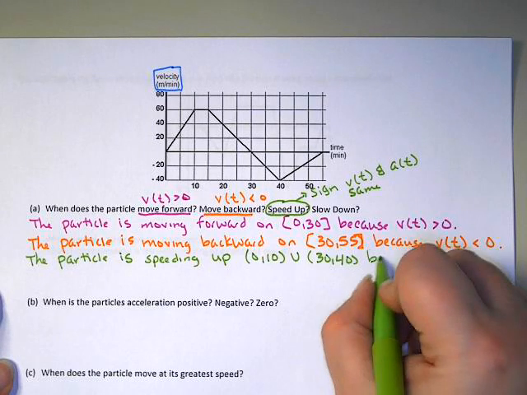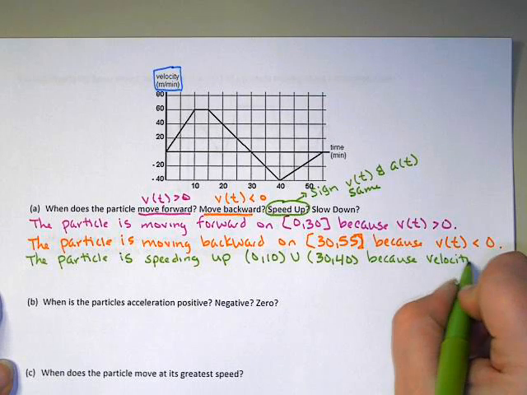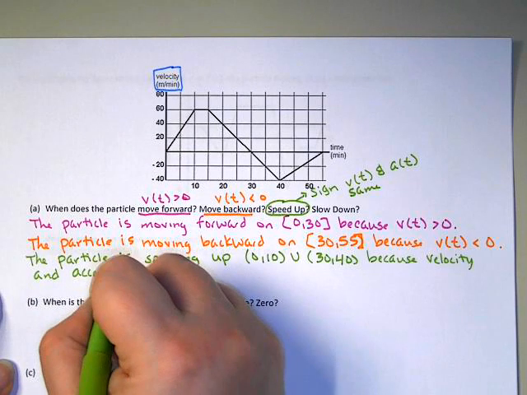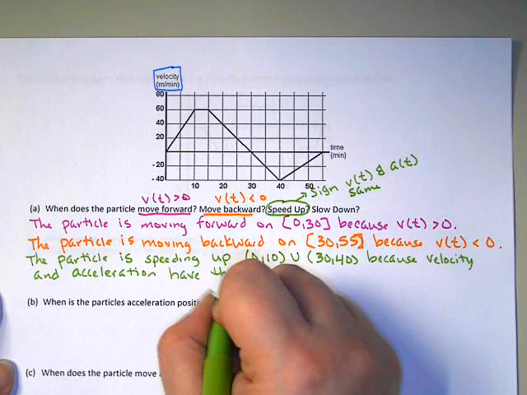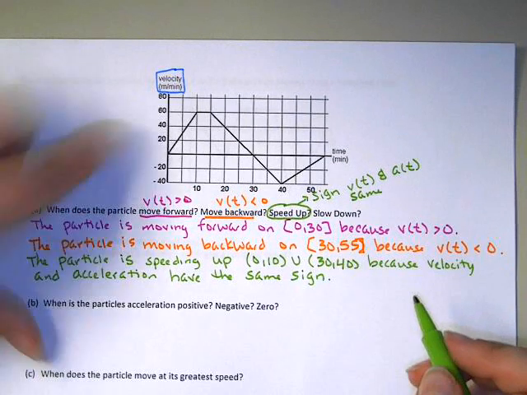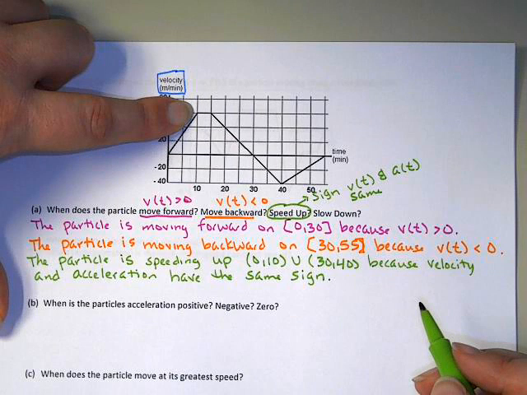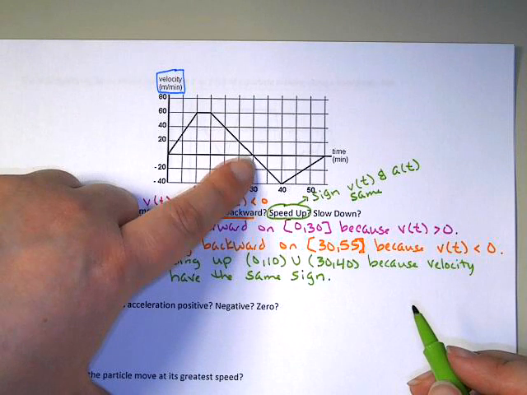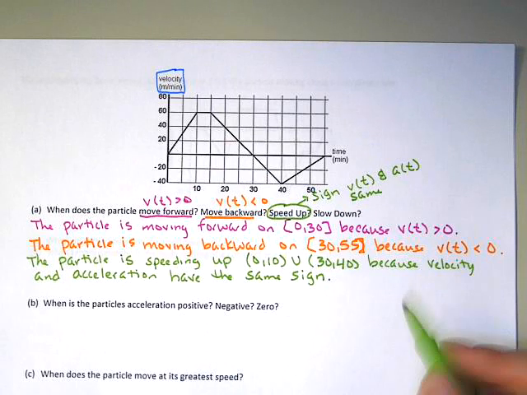And this one is because velocity and acceleration have the same sign. From 0 to 10, the velocity is positive and the acceleration is positive. And then from 30 to 40, the velocity is negative, it's below the x-axis, and the velocity is decreasing, which means the acceleration is negative.